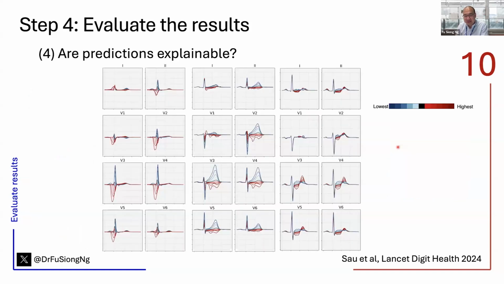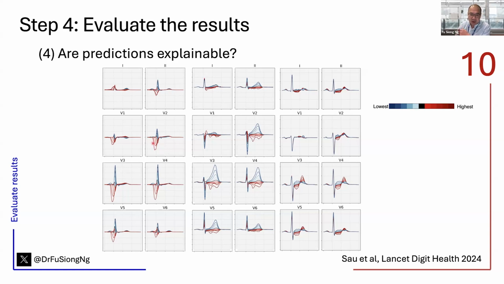How do we do it? We use something called a variational autoencoder that breaks down the ECG into different morphologies. You heard about saliency mapping that highlights the important bits of the ECG, but it doesn't tell you what shapes of ECG are important. So using a VAE approach, you can look at the high-risk shapes and the low-risk shapes.